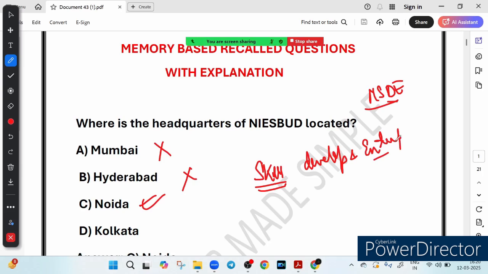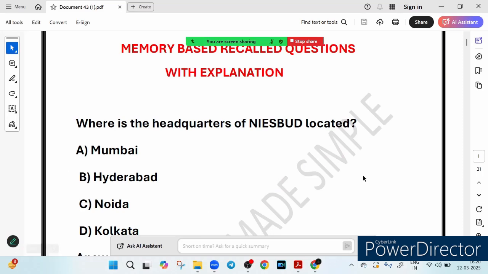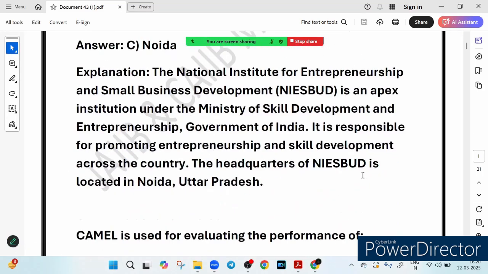So you must understand that the moral of this question is that NIESBUD is headquartered in Noida, Uttar Pradesh, and it works under the Ministry of Skill Development and Entrepreneurship. It focuses on entrepreneurship and skill training, right? So that is the correct answer. Option number C is the correct answer.